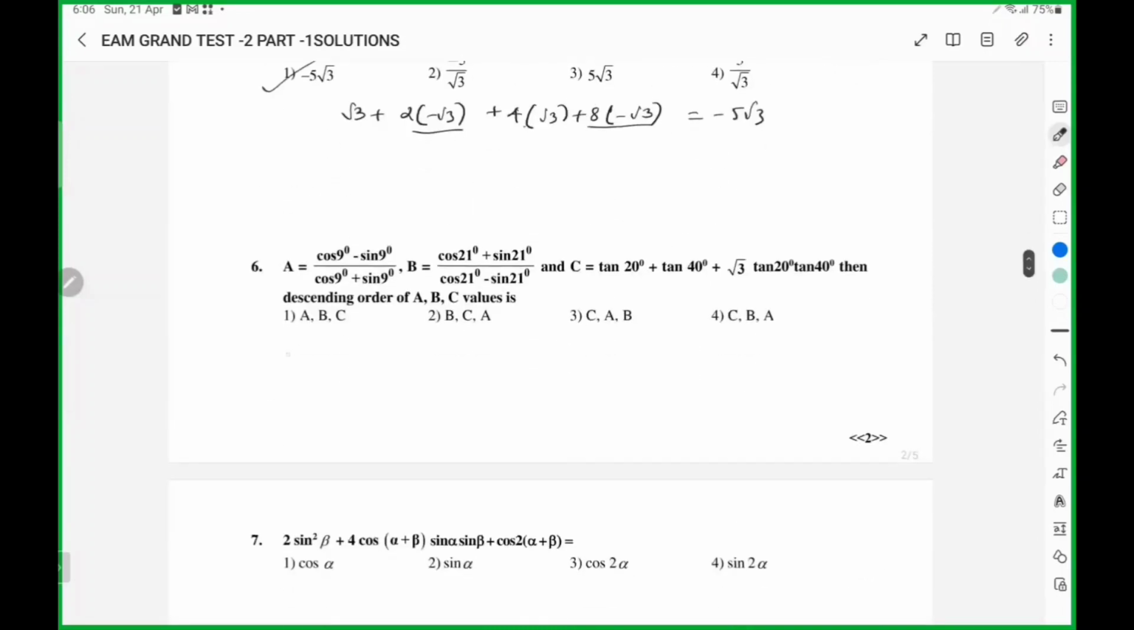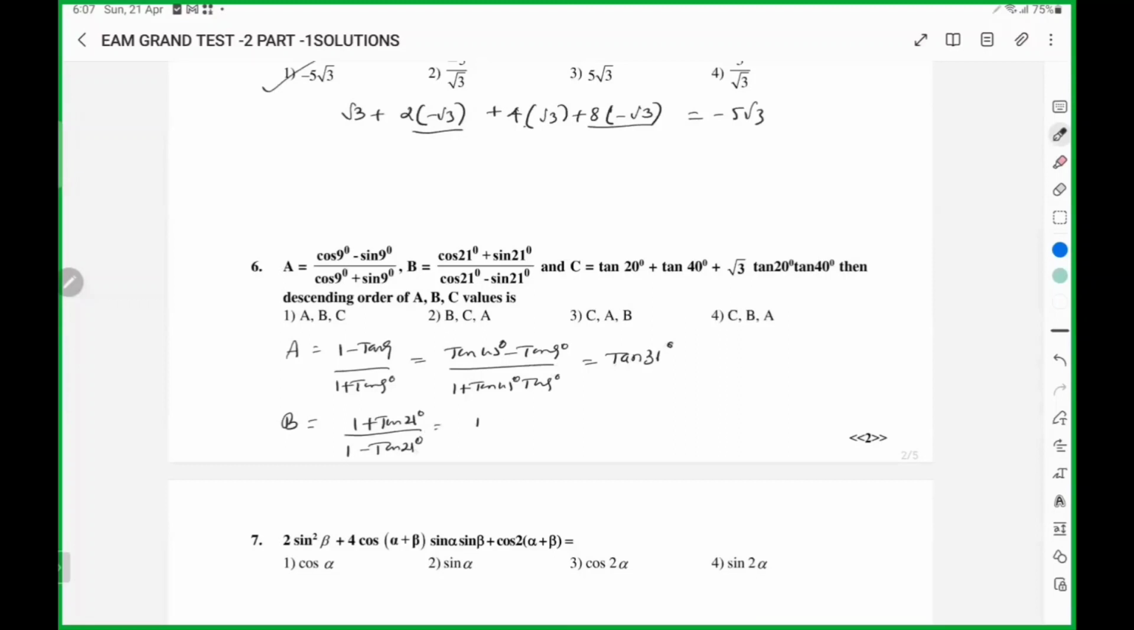Here it is a value, divide with cos 9, which I can write as tan 45 minus tan 9 by 1 plus tan 45 tan 9, which is tan 36. Similarly, B will be 1 plus tan 21 by 1 minus tan 21 degrees. It is tan 45 plus 21, tan 66 degrees.